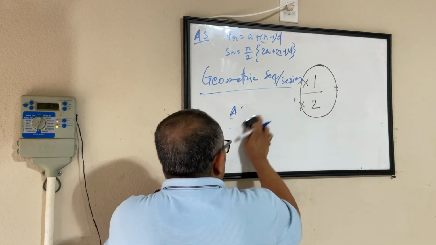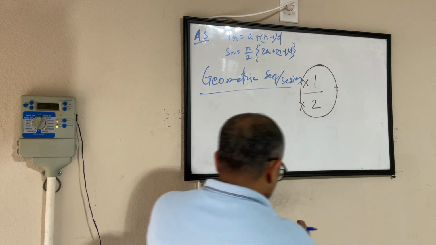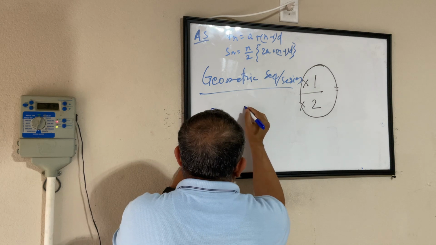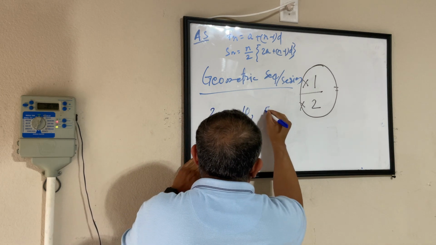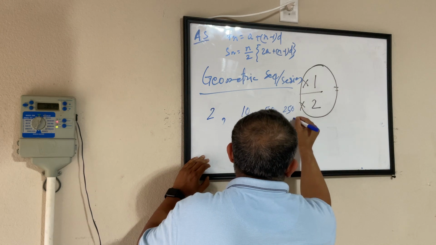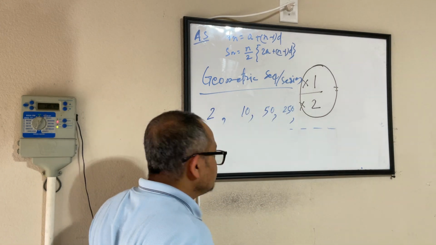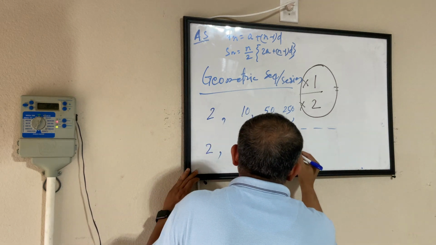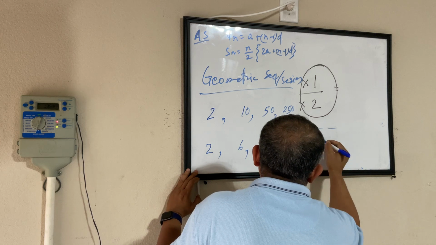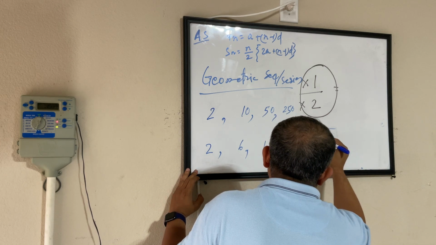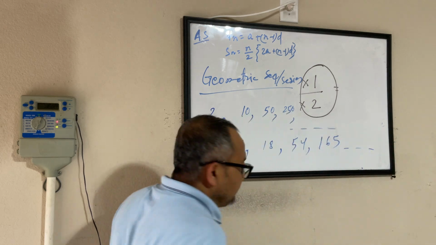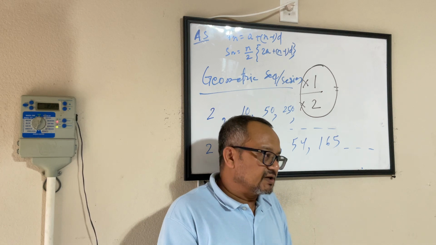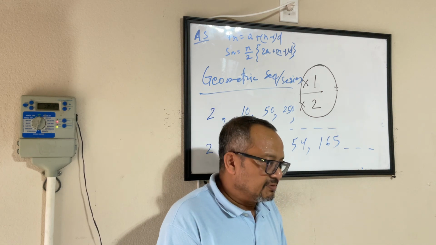So, based on whatever you guys told me, I am not teaching anything new. You guys already know it. So let's say I have 2, 10, 50, 250, versus 2, 6, 18, 54, 165. If you have to choose between these two sequences, which one you think is a geometric sequence and which one is not, and you have to tell me why.